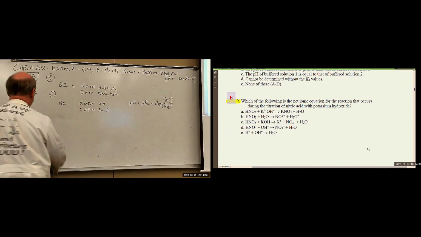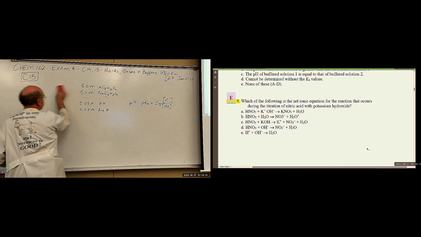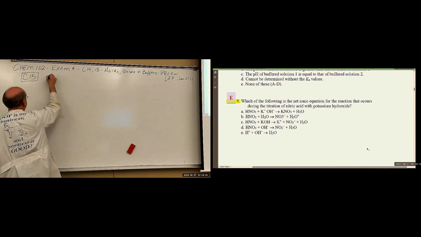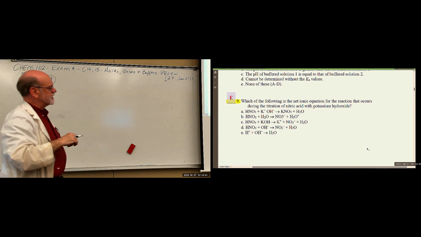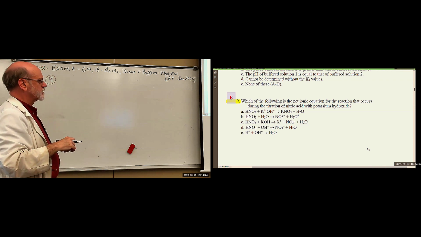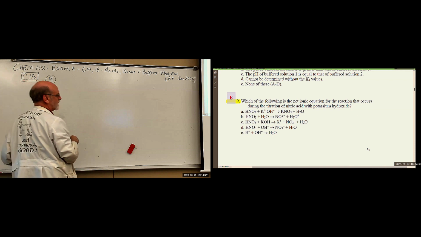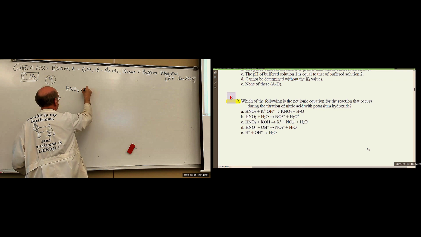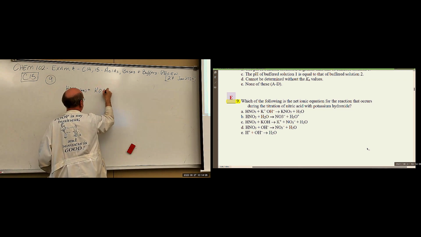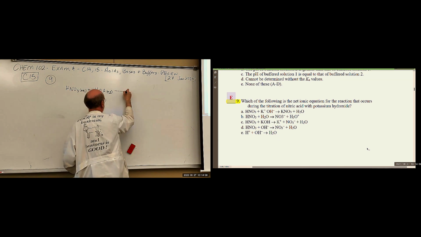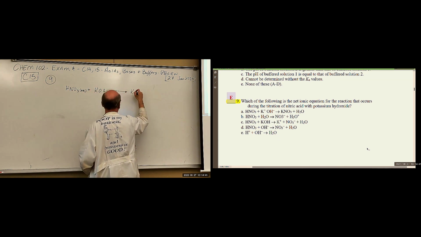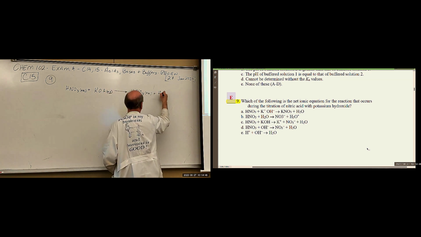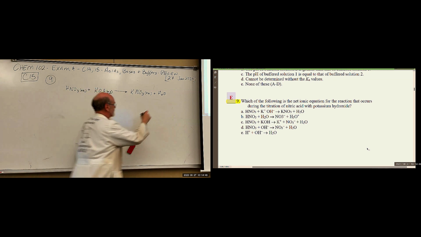All right, number 9. Which of the following is the net ionic equation for the reaction that occurs during the titration of nitric acid with potassium hydroxide? Nitric acid plus potassium hydroxide makes what? Makes the salt, potassium nitrate, which is soluble, plus water.